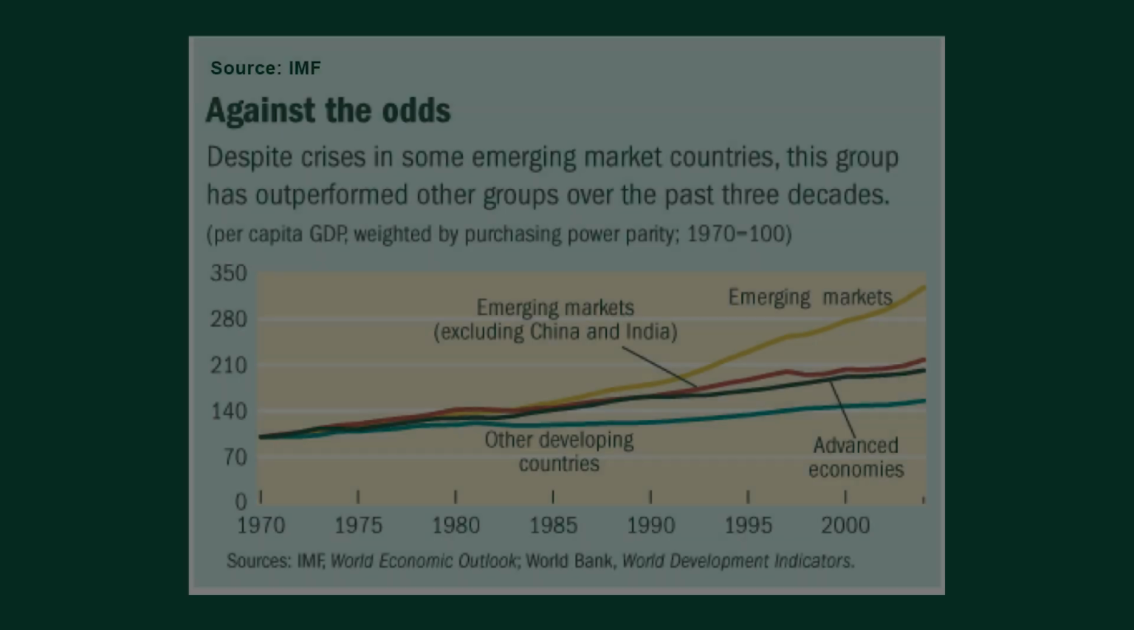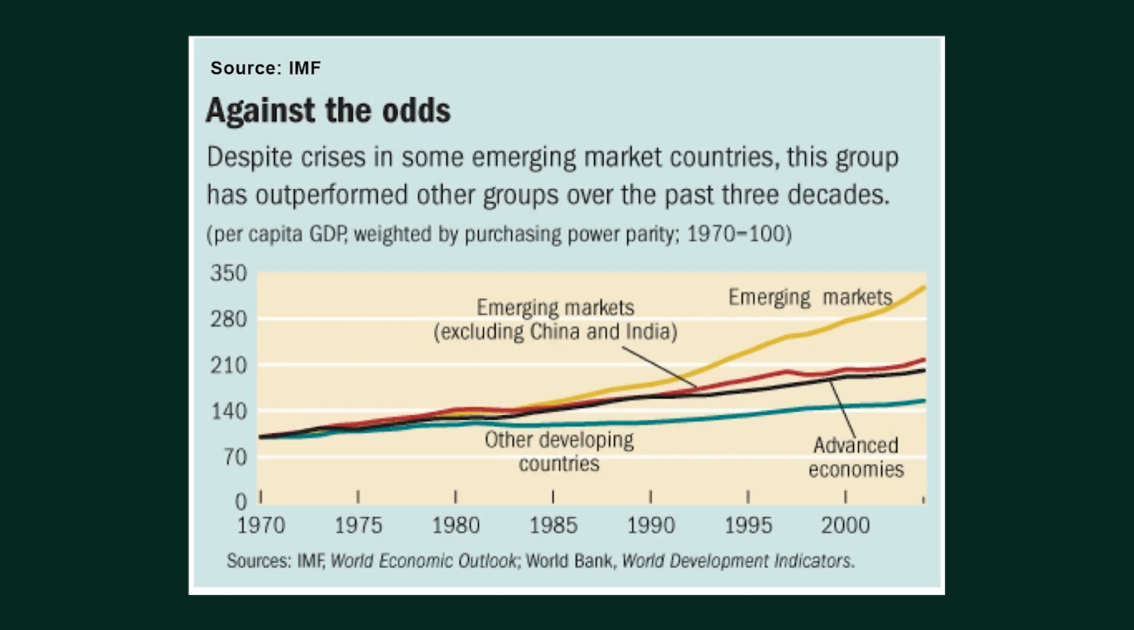This debate has considerable relevance for economic policy, especially given that major economies like China and India have recently opened up their capital accounts. If we look at this chart, which is from the IMF publications, it shows how the countries are doing in various years, and here we see that despite crisis in some emerging market countries, these groups have outperformed other groups over the past 3 decades.